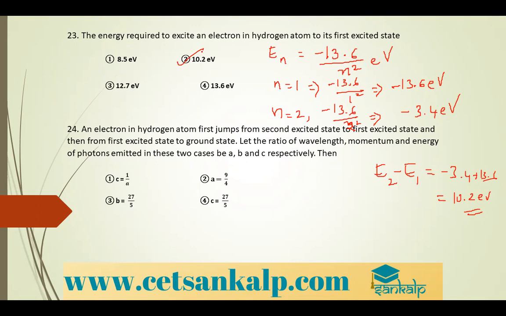An electron in a hydrogen atom jumps from the second excited state to the first excited state, and then from the first excited state to the ground state. Let the ratio of wavelength, momentum, and energy of photons emitted in these two cases be A, B, and C respectively.